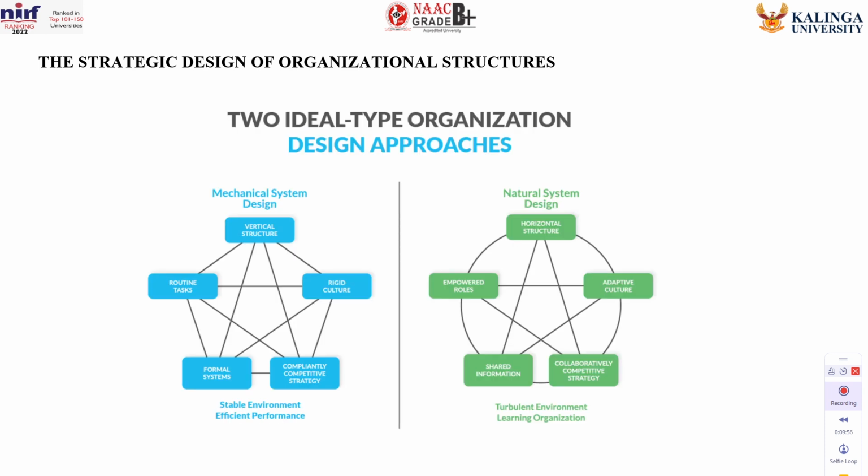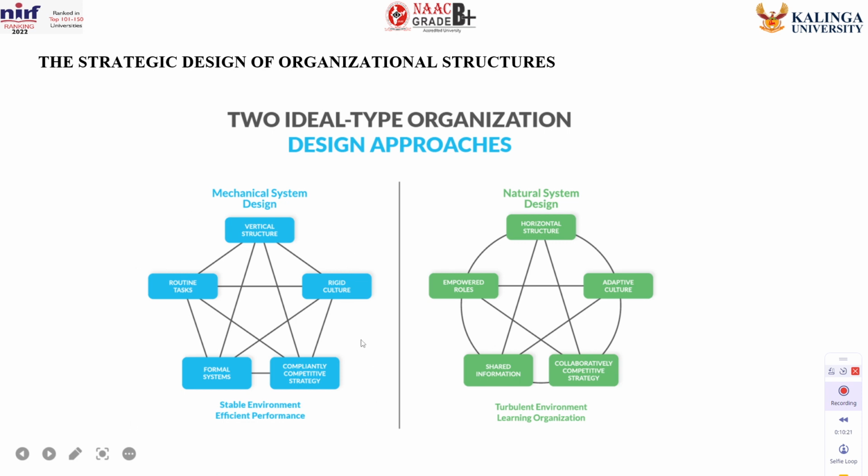Now, the two ideal types of organization design approach. So we have mechanical system design, where the vertical structure, routine tasks, rigid culture, and formal systems and complementary compliantly competitive strategy are followed, and this is applicable only in a stable environment where you want efficient performance.